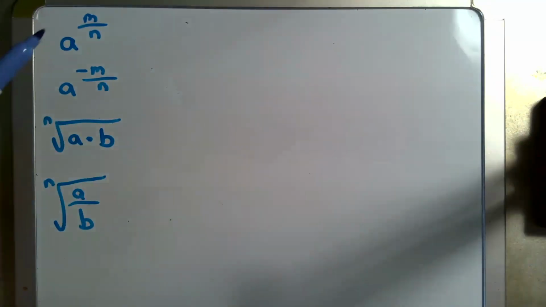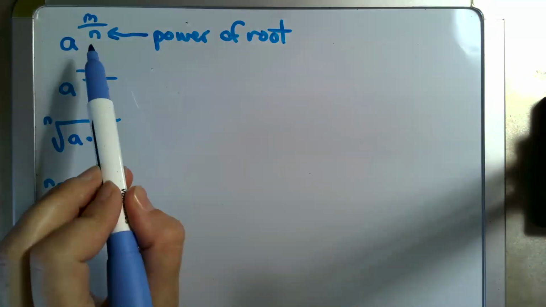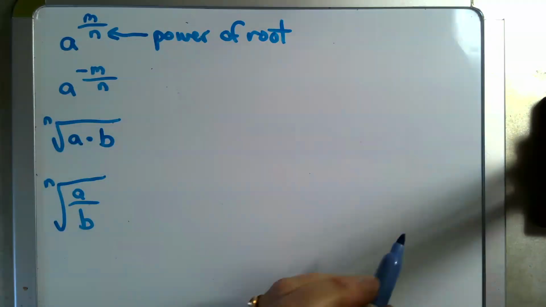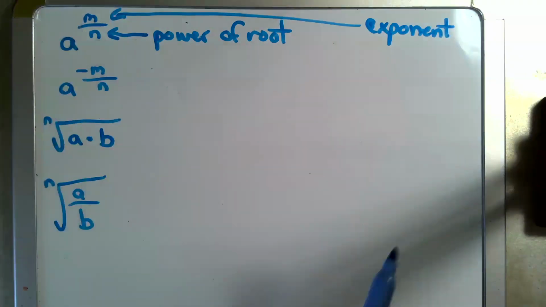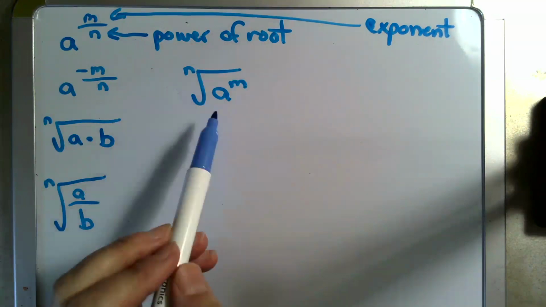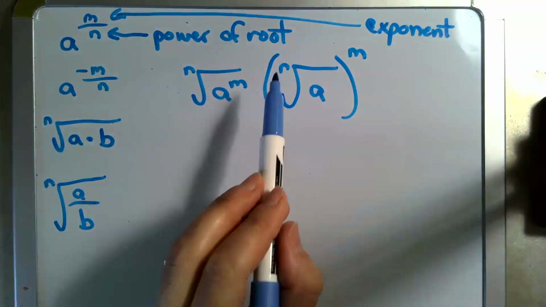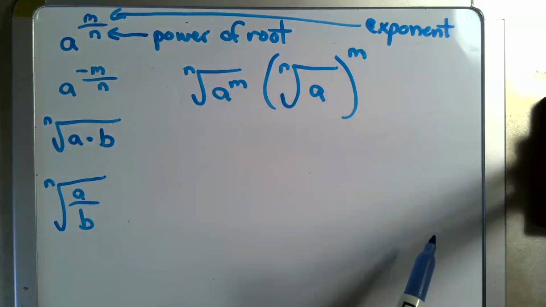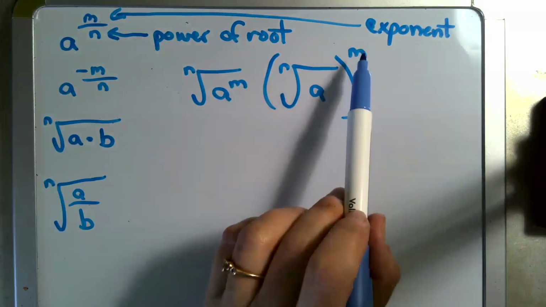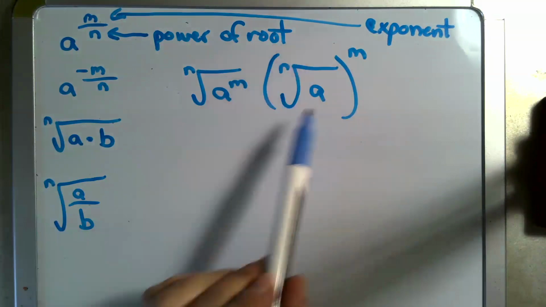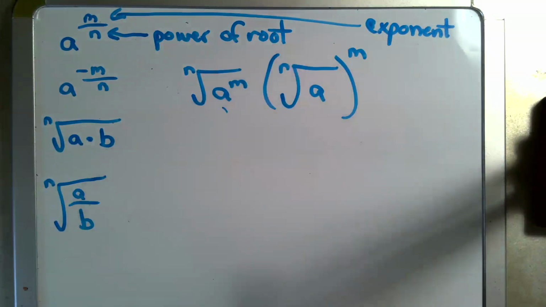Okay, so here we go. A to the M over N, we have a fraction as an exponent. So here's the deal. The denominator of your fraction is the power of your root. The numerator of your fraction is the exponent. So A to the M over N would get rewritten as one of the following: the nth root of A to the M, or the nth root of A raised to the M. It does not matter whether you put your exponent on the outside of the root or on the inside of the root, you get the same answer.